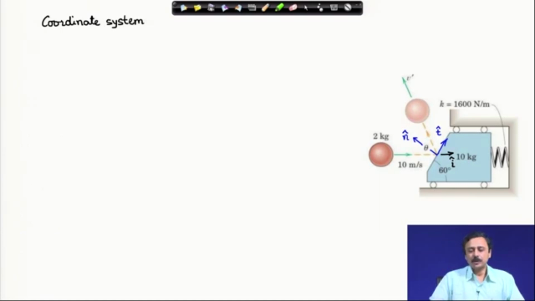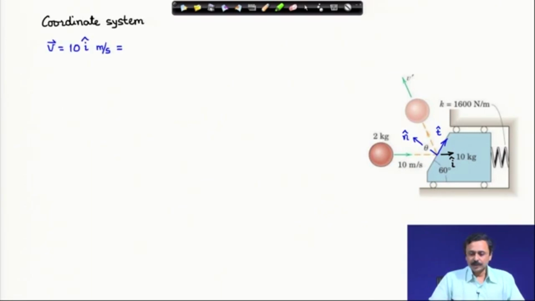First, I set up the coordinate system. Now, here because of the complexity of the motion, I have to use two kinds of coordinate system. One is for the motion of the carriage and the initial motion of the ball, etc., which is I cap. The second is because we are studying impact in this tangent normal system. So, we have this T cap and N cap.